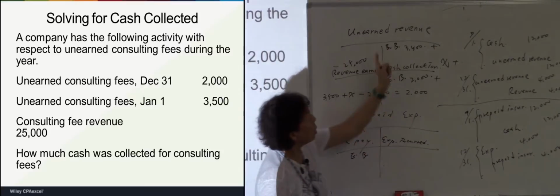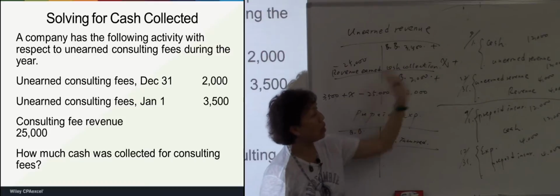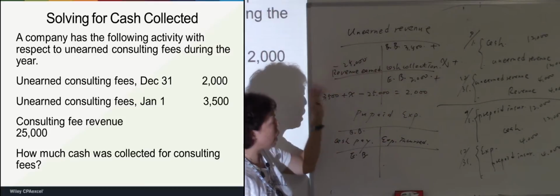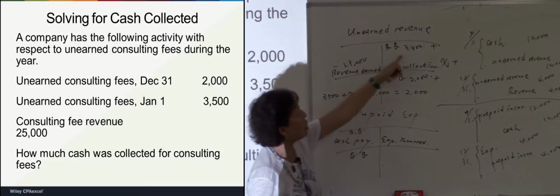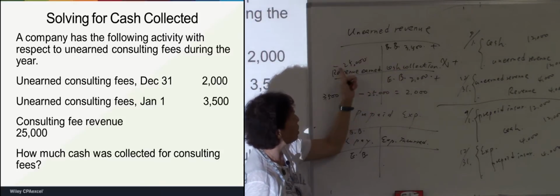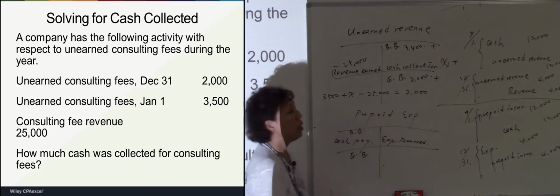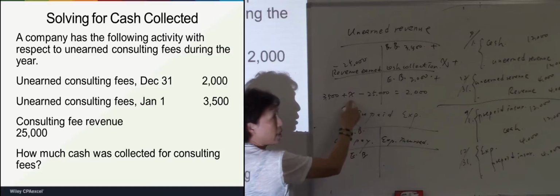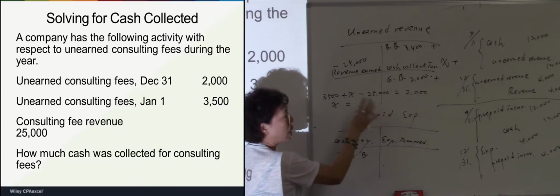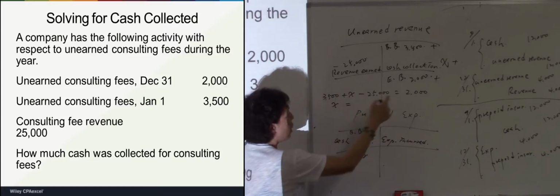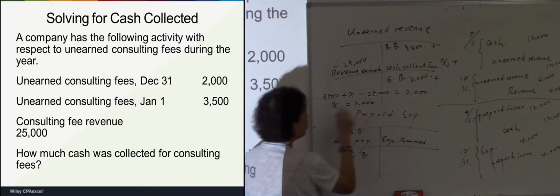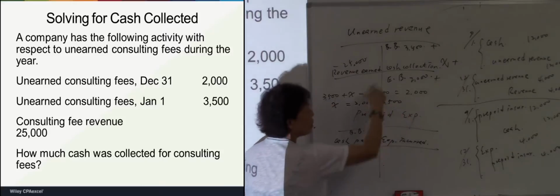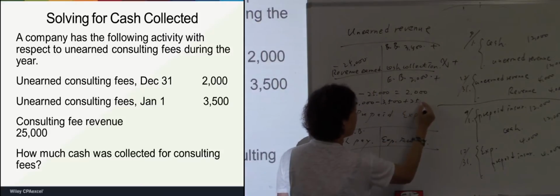Whatever amount shown on the right side, the credit side, will be positive. Whatever amount shown on the left side, the debit side, will be negative. So this plus this minus this equals this. The only thing you have to do is solve the equation to get x. We keep x on the left side of the equation, and on the right side we have 2,000. We move this to the right side, it becomes negative. We move this to the right side, it becomes positive.